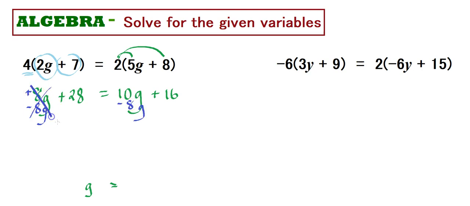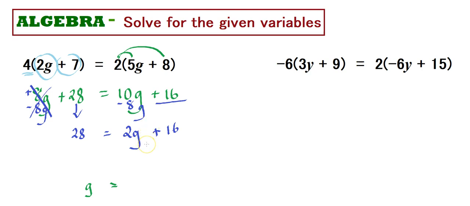So this cancels out. What's left on the left-hand side of the equation is 28, so this constant comes down. And on this side, we have 10g minus 8g. That leaves us with 2g. And then again, this constant comes down, positive 16. So we're nearly there. We just have constants on both sides right now.